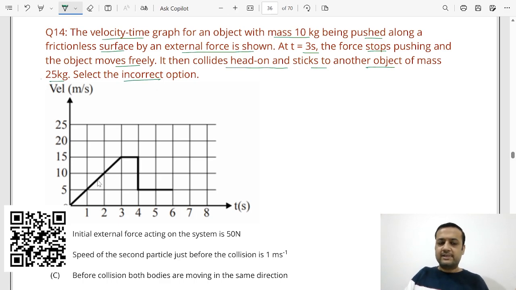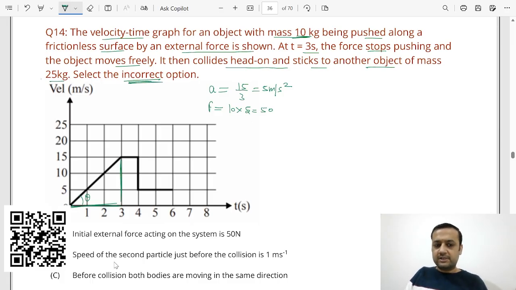Now if you look from 0 to 3 seconds, the particle has constant acceleration because the slope of the v-t graph is constant. So what will be the acceleration between 0 to 3 seconds? It will be the slope of this graph, which is 15 by 3, giving you 5 meter per second square. Hence the force is equal to the mass of the particle, 10 kg, multiplied by the acceleration. Hence between 0 to 3 seconds the force was 50 newtons. So statement A is a correct statement. Remember, we have to choose the incorrect one.